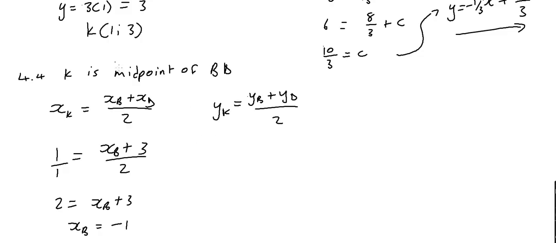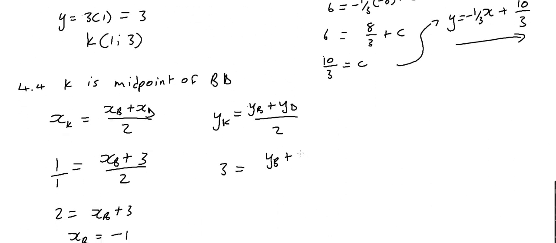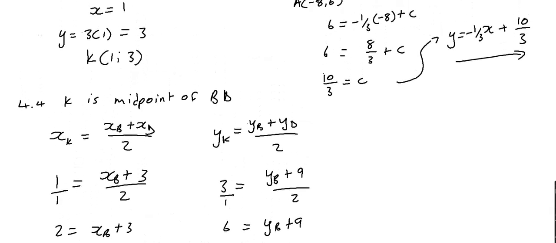And then the y of K is 3. We are looking for the y of B. What is the y of D? It's 9. So we just have to substitute a 9 here, divide by 2. If we cross multiply again, 2 times 3 is 6, and this is y of B plus 9. If you send the 9 to the other side, you will find that the y of B is -3. So B's coordinates are -1 and -3. Let's see if they belong to the right place.